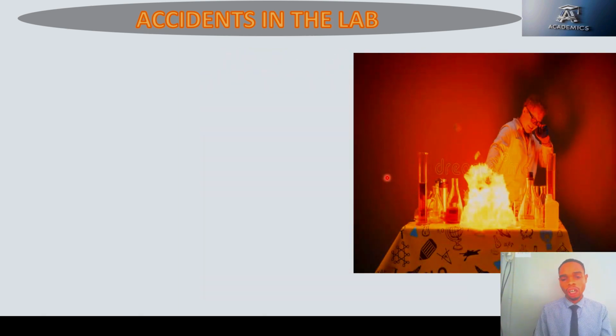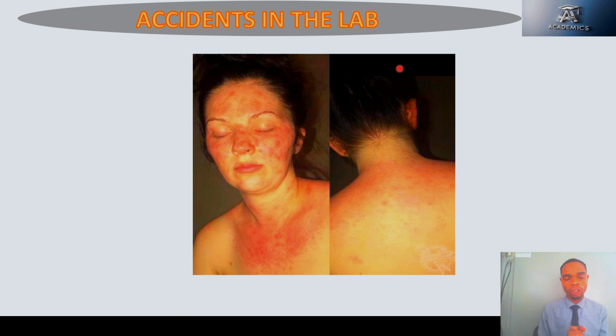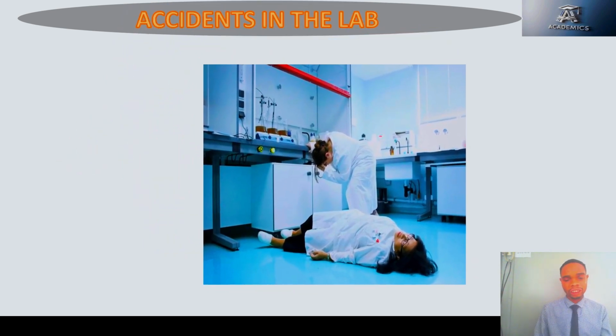For example, if you add water to acid instead of acid to water, it can cause an explosion like this. Or when you add group 1 elements such as rubidium into water, it can cause a fire outbreak. It can cause skin irritation. That is, if a chemical mistakenly splashes on your body, it can cause irritation on the skin like this. It can also cause death. You can see that there are many accidents and hazards one can experience in the laboratory if one is not careful or is not aware of the safety rules.